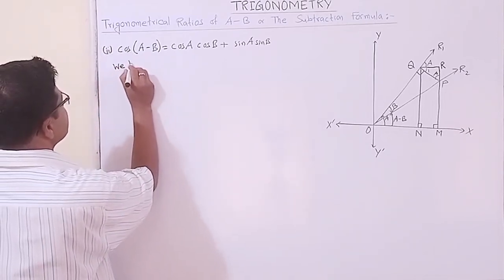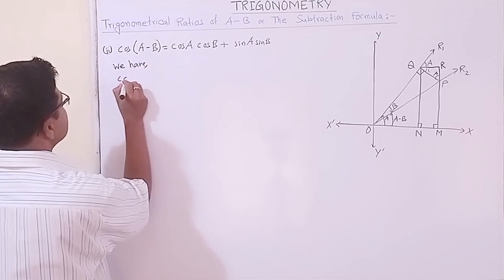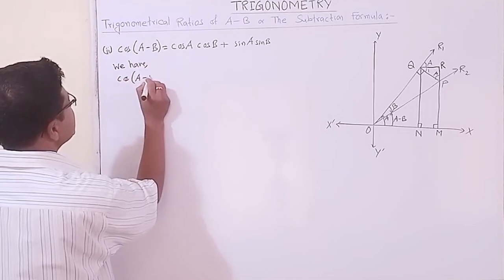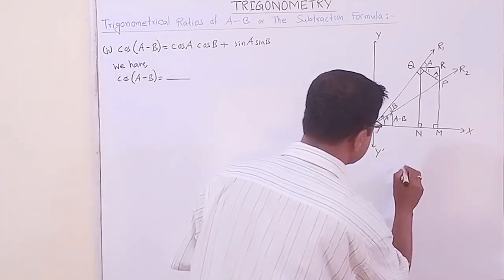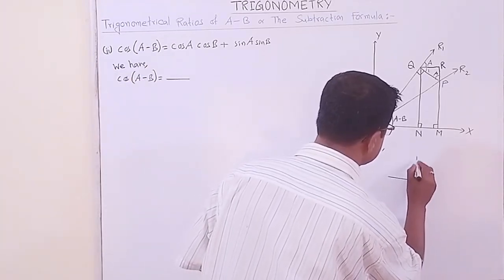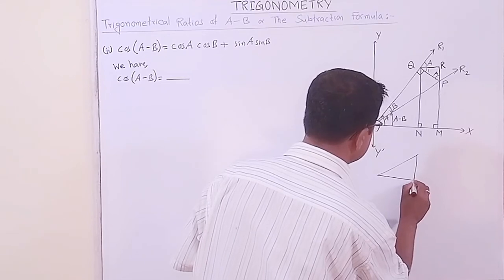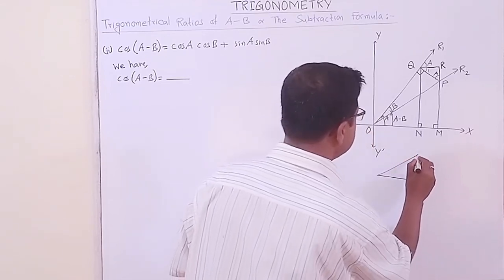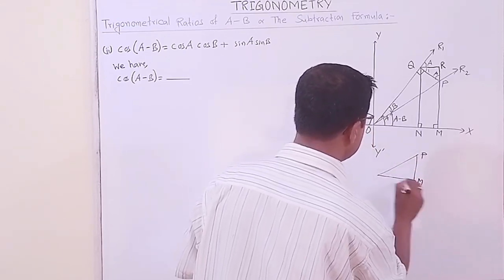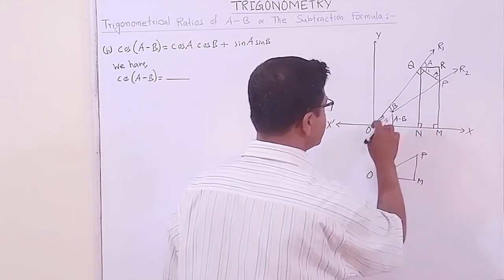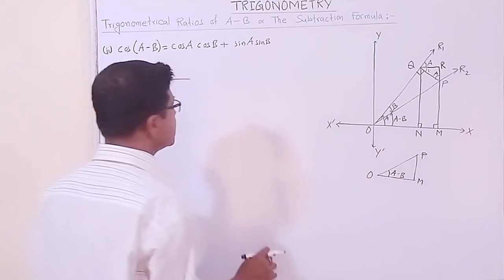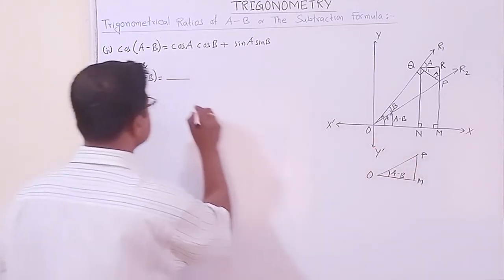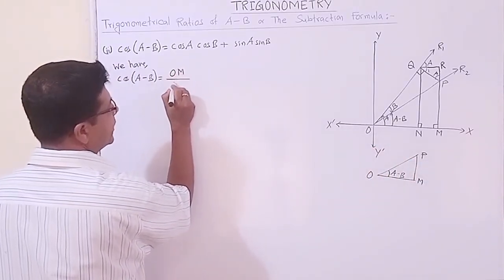So here we are going to derive cos of A minus B. What is cos of A minus B? Cos means, in a triangle, base by hypotenuse. So in which triangle is A minus B there? Let us draw that part. So it is PMO. This angle is A minus B. So cos means base by hypotenuse, OM by OP.